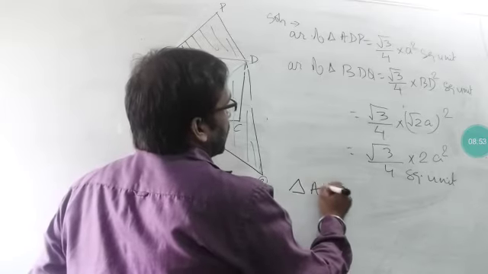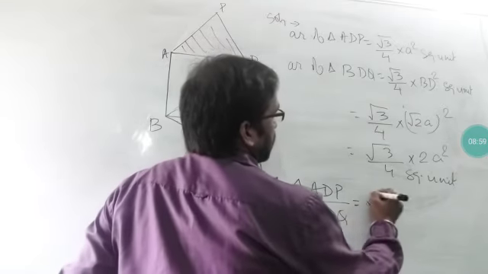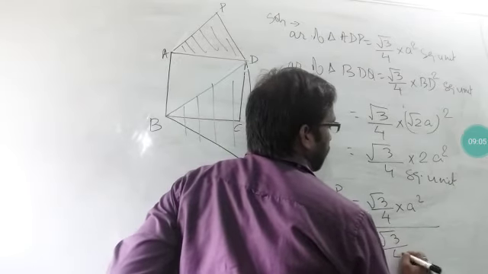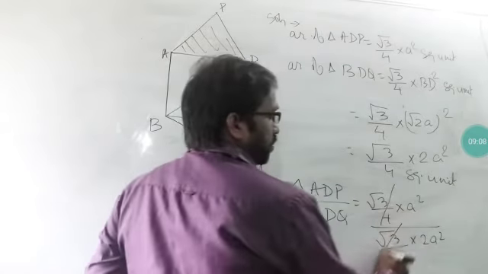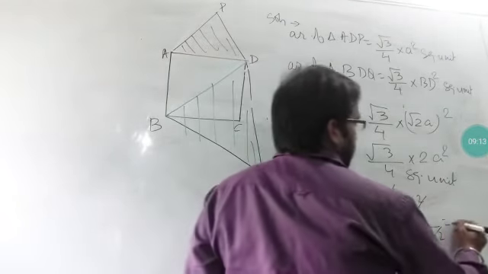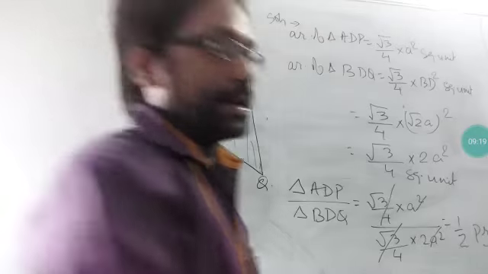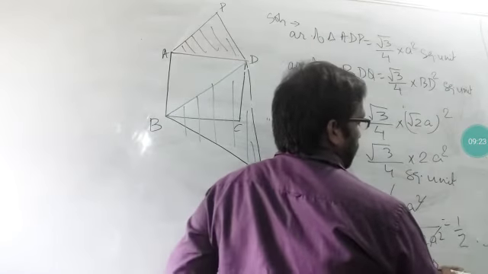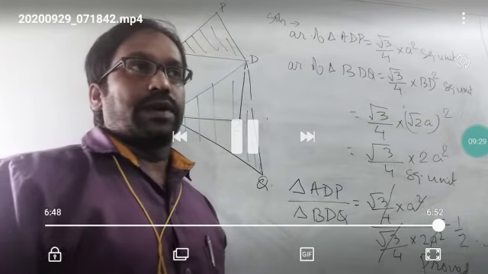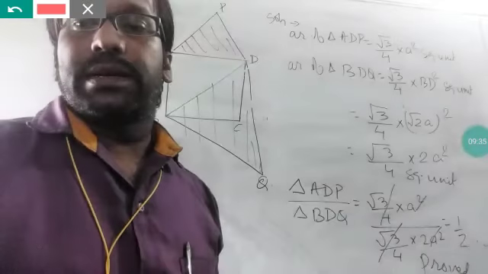Okay, so now area of triangle ADP by area of triangle BDQ is equal to root 3 by 4 into A square upside, and downside is root 3 by 4 into 2A square. Okay, A square cancels, and root 3 by 4 and root 3 by 4 also cancel. What is remaining then? 1 by 2 only. 1 by 2. So we have proved whatever they have asked. See here what we used in this question.